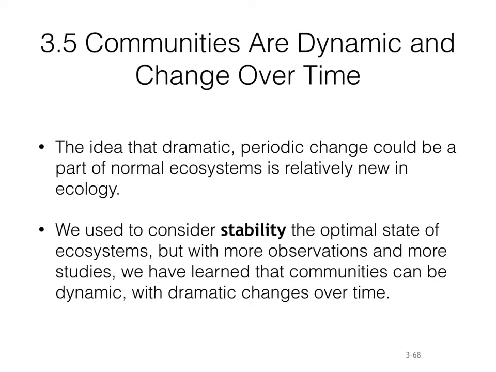We used to think that stability was the optimal state of an ecosystem. For instance, in the American West, we routinely extinguished forest fires, thinking that we were preserving the natural forest. Now, we realize that forest fires are a natural part of life in a forest ecosystem, and we understand that communities are in fact dynamic and ever-changing.